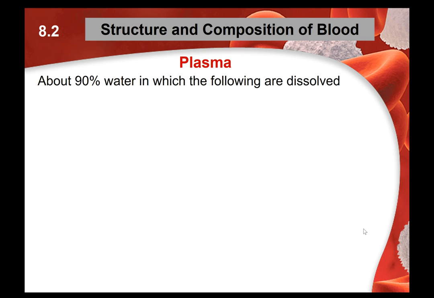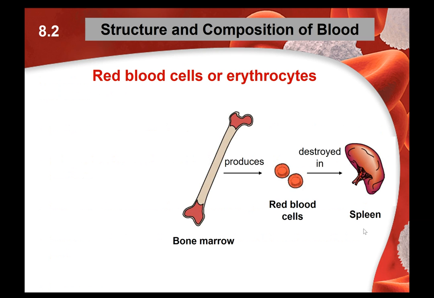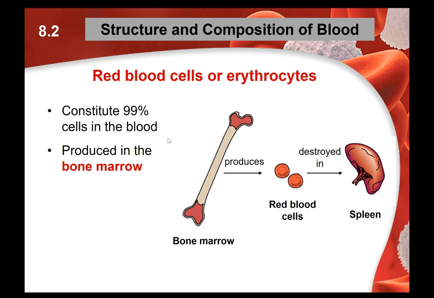All right, so I was talking about red blood cells. Red blood cells comprise 99% of cells in the blood. They are actually produced in the bone marrow, in our bone. There's this bone marrow. And after about 2 to 3 months, they will be destroyed in the spleen. The spleen is actually in the liver. It will destroy them in the spleen.